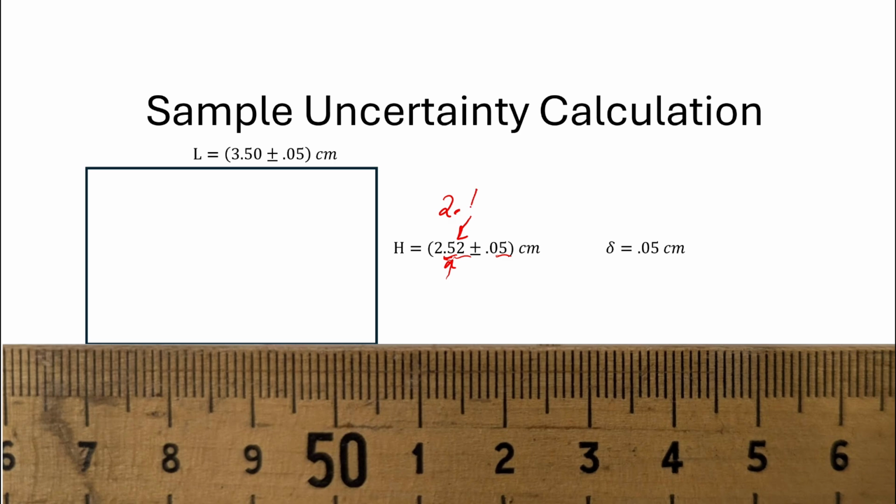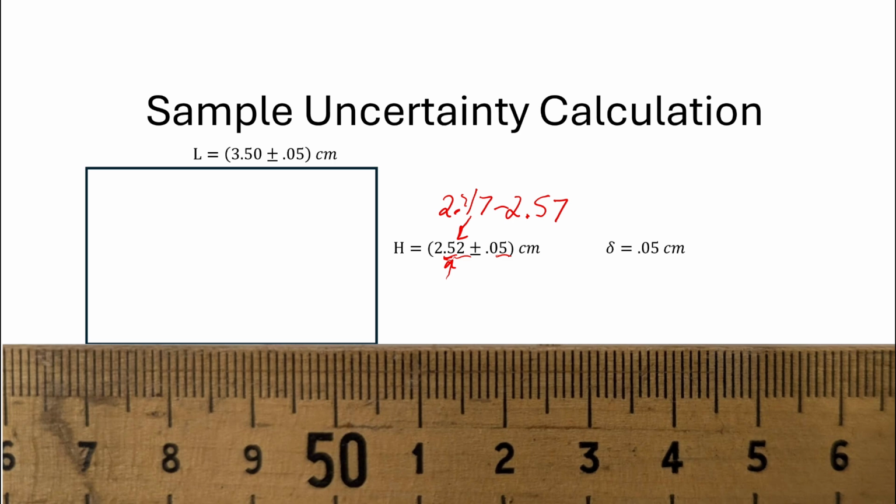Okay, so what does this say? This could be 2.47 to 2.57. Okay, so that gives the person I'm giving this information to an idea of the range of values I'm giving. Every measurement is a range. The most precise measurements in the world are a range. Okay, so those are the measurements.